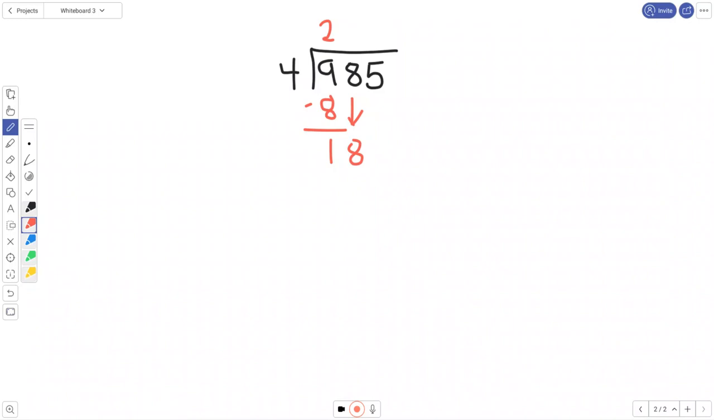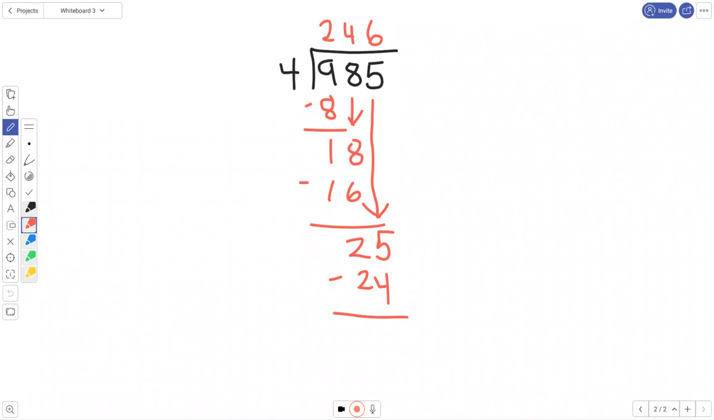4 into 18. How close can I get? Well, I can get 16, which is 4 times 4. I put that up there. Do my subtraction. Bring down my 5. Okay. Now, can 4 go into 25? Not exactly, but it can get close. I can get 24 by taking 4 times 6, and I do my subtraction.